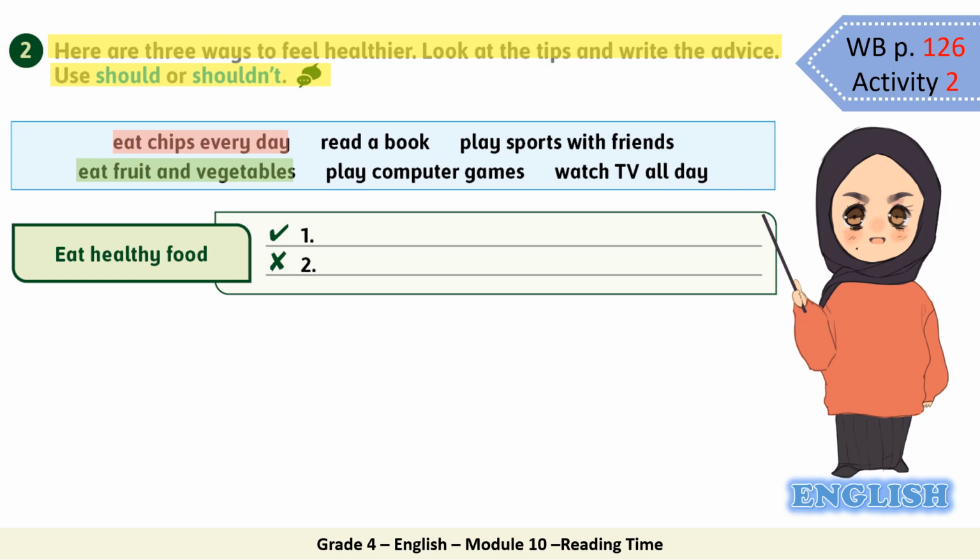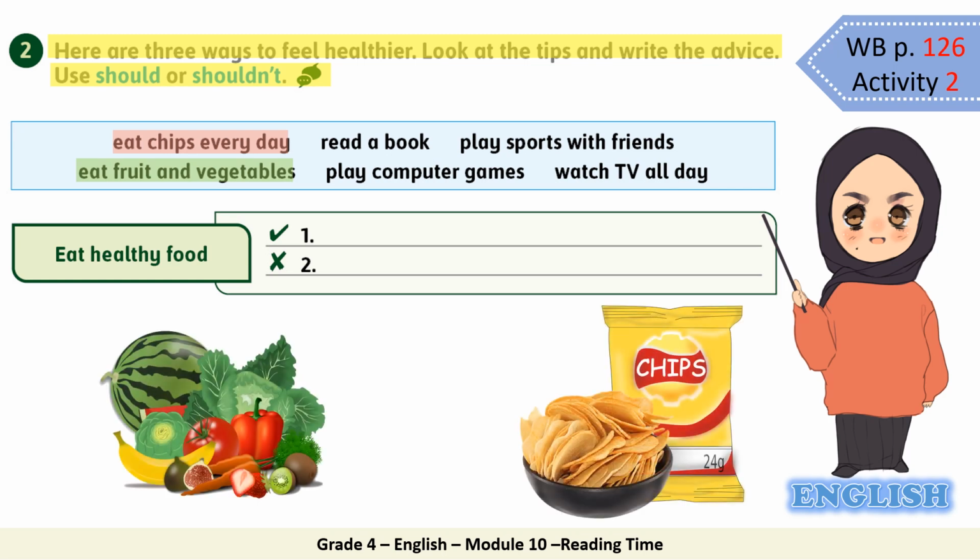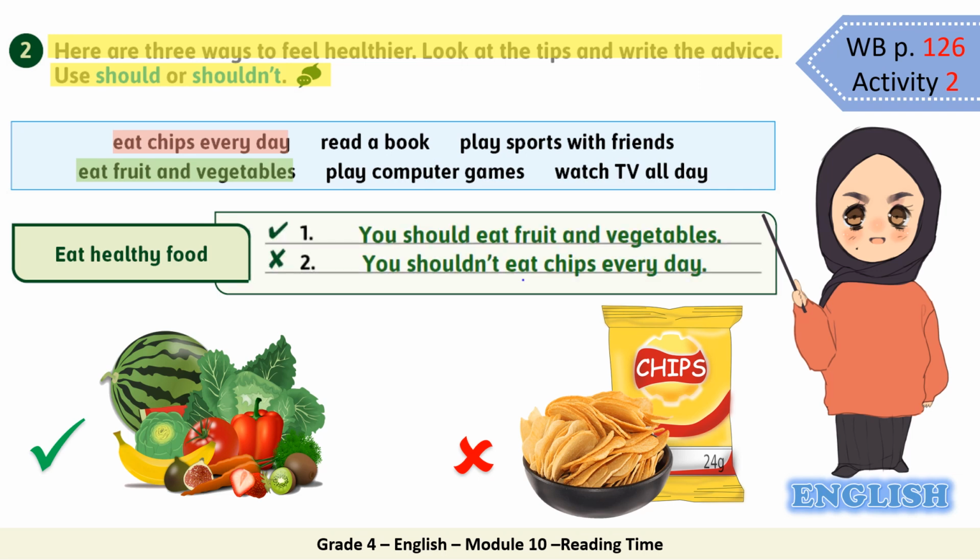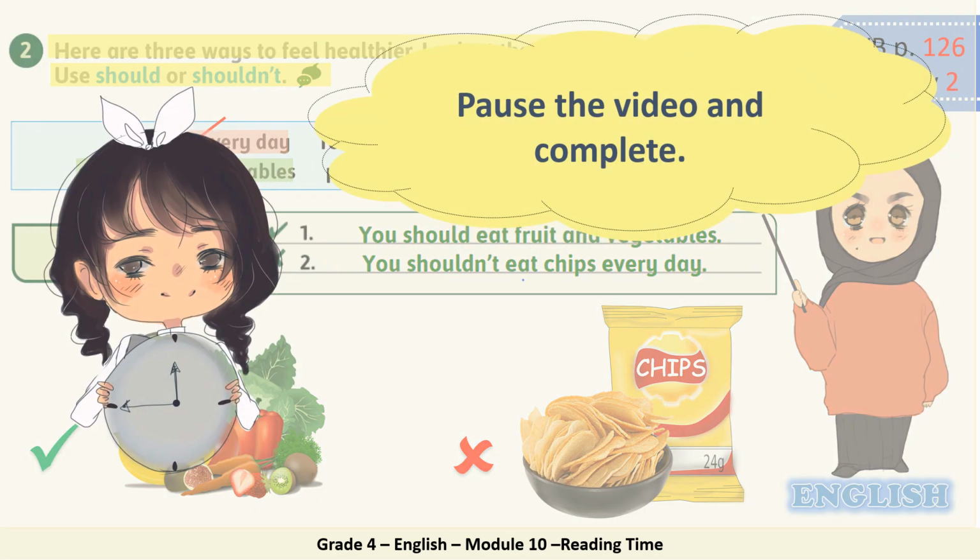Let's think before we answer. Which one is correct? Which one is wrong? To have a healthy lifestyle, you shouldn't eat chips and you should eat fruits and vegetables. So I make my sentence with the words should and shouldn't plus the base form of the verb eat. Great job, everybody. Now, pause the video and complete the rest on your own.